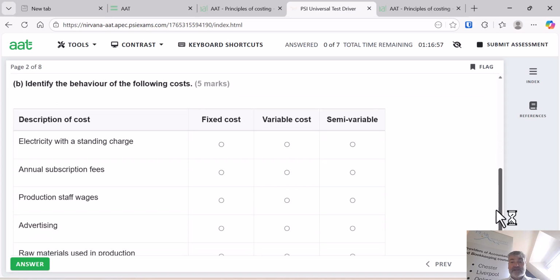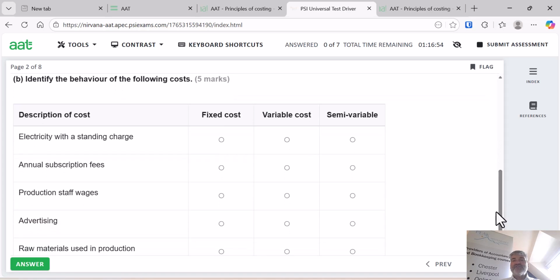Okay, well the next requirement is looking at cost behavior, and there are three types of cost behavior mentioned in the question. You might remember from your studies that there is one other type of cost behavior you can come across in your assessment. Here we have a fixed cost, a variable cost, and a semi-variable cost. The one that's missing from the list is basically a stepped fixed cost.